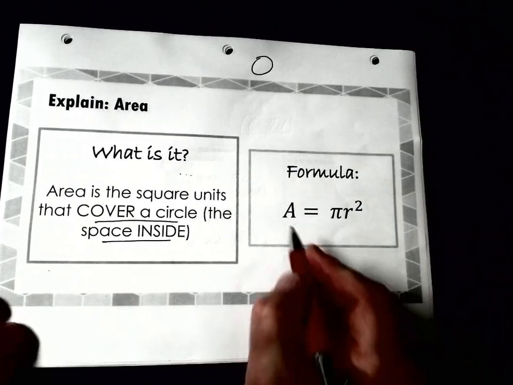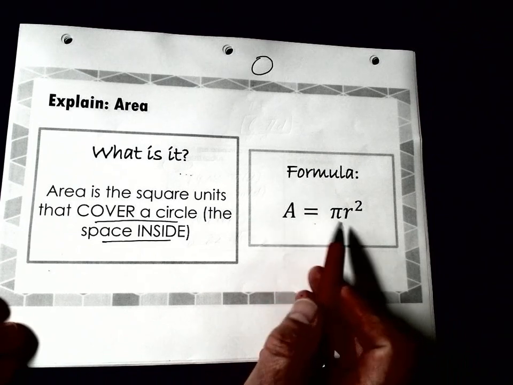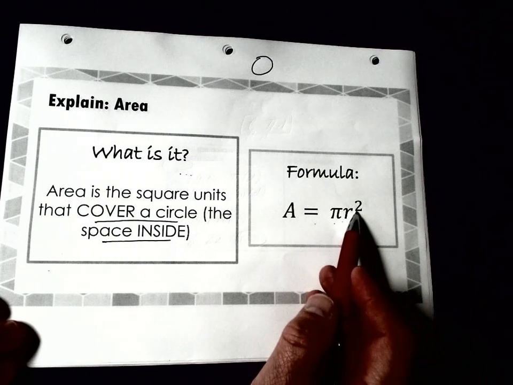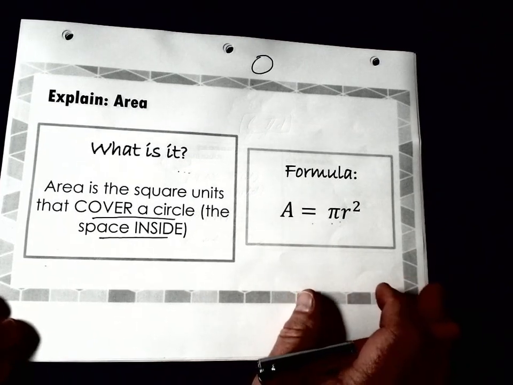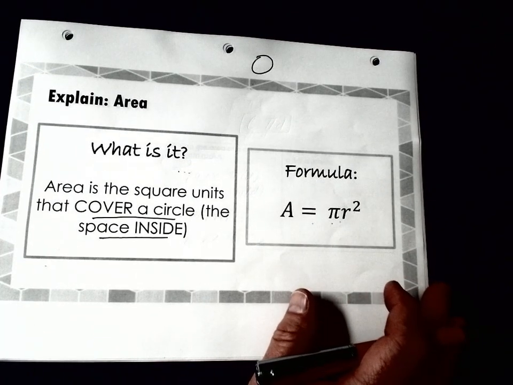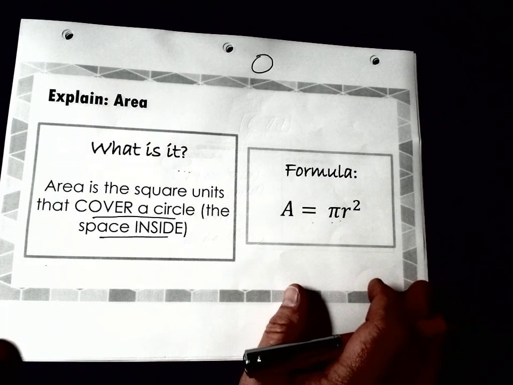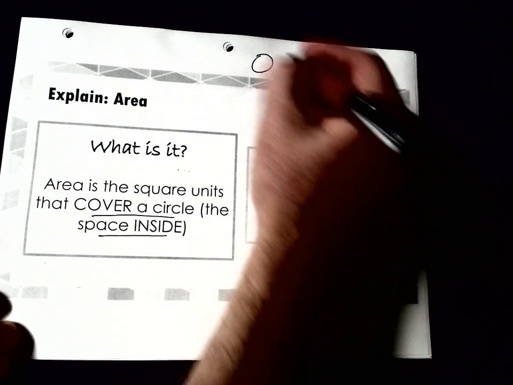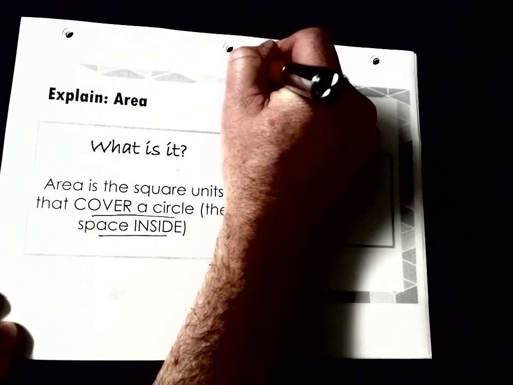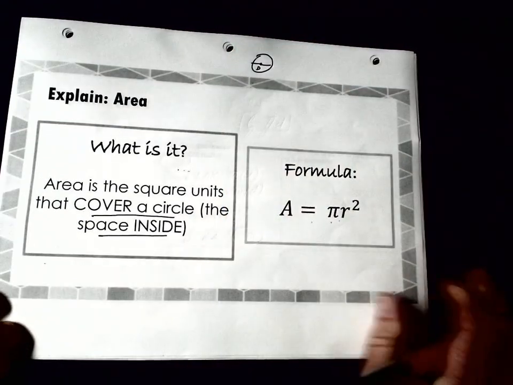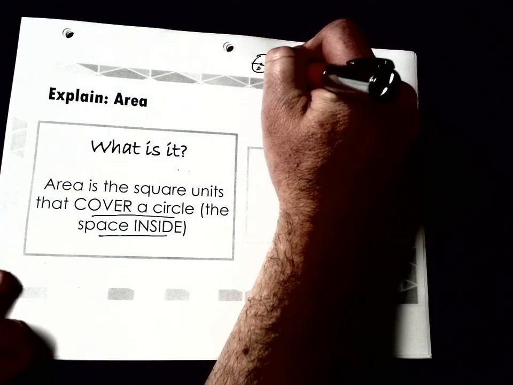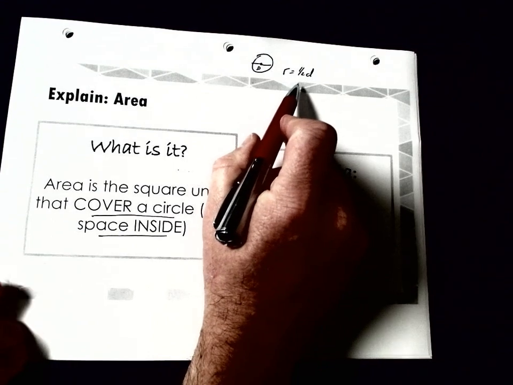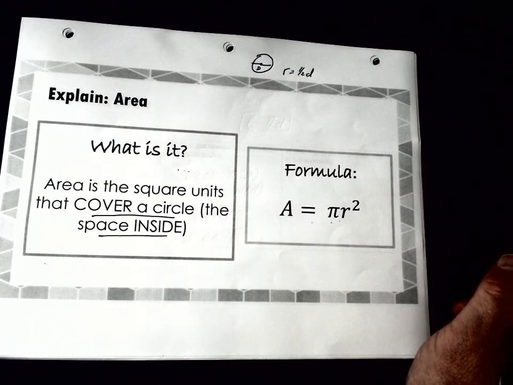The formula is area equals pi, which is 3.14 again, times the radius squared. Now when you square a number, you're multiplying it by the same number. So if you're squaring 4, you're doing 4 times 4. A review from yesterday: diameter and radius. Diameter is all the way across, and the radius is 1/2 the diameter. So if the diameter is 10, the radius is 5.